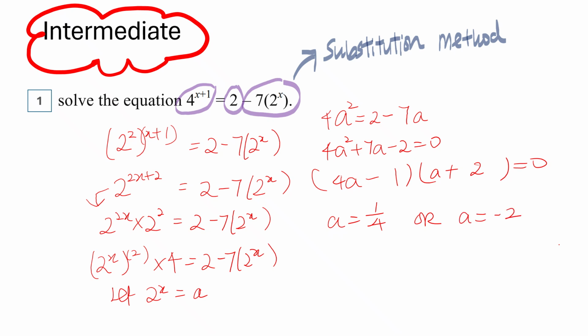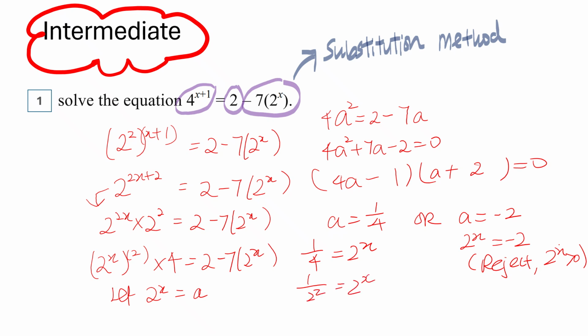Now, a is a substituted value for 2 to the power x. So of course, this answer has to be rejected. Since 2 to the power x is an exponential function, 2 to the power x will be more than 0. So you need to reject 2 to the power x equals negative 2. However, 1/4 equals 2 to the power x can be done because 1/4 is 1 over 2 squared. And if you change 1 over 2 squared into negative indices, 2 to the power negative 2. So from here, you get x equals negative 2 as the answer.